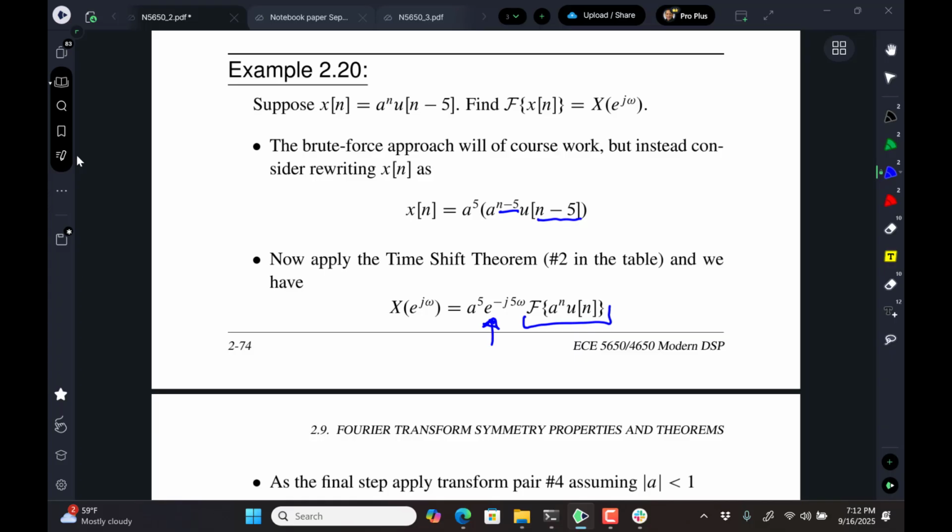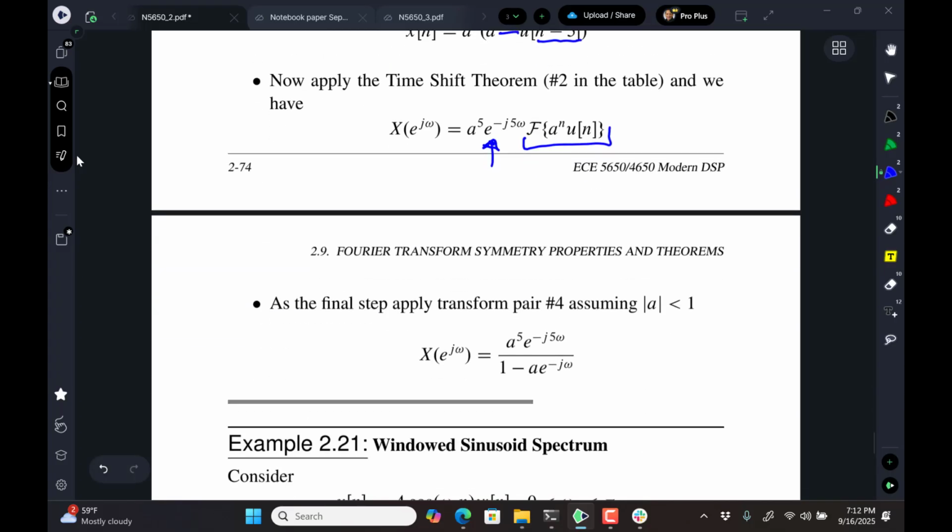And once this gets put together, you can get the Fourier transform of a to the n u of n, which is 1 over 1 minus a to the minus j omega. Bring that out from the tables, or just recompute it, and then you just add the 2 pieces on top of it right here that came from the application of the theorem. Good?